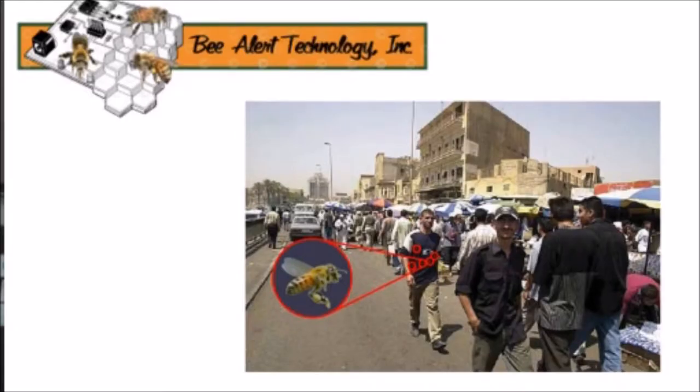And what I also do, though, is a little bit of consulting. And one of my main companies that I consult with and help with their business process management is Be Alert Technology. And one of the big things they do is they train bees to find landmines. And we can also train bees to find suicide bombers. And so it's a very interesting company to work with.